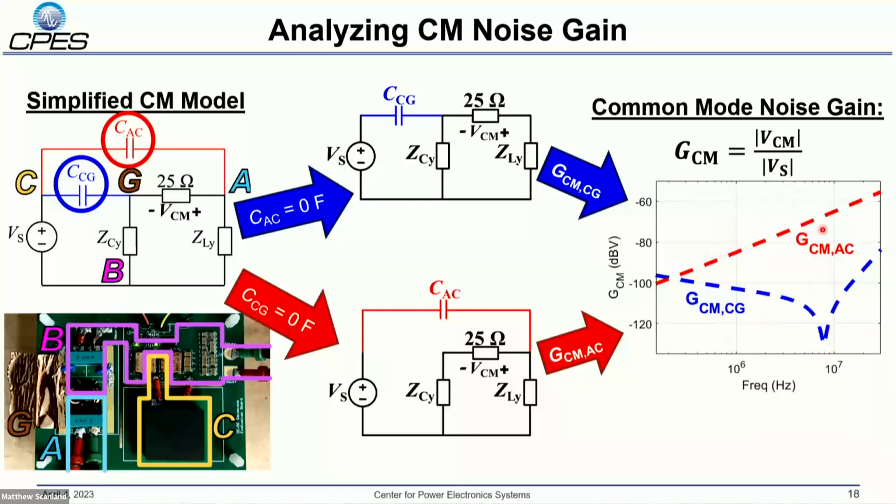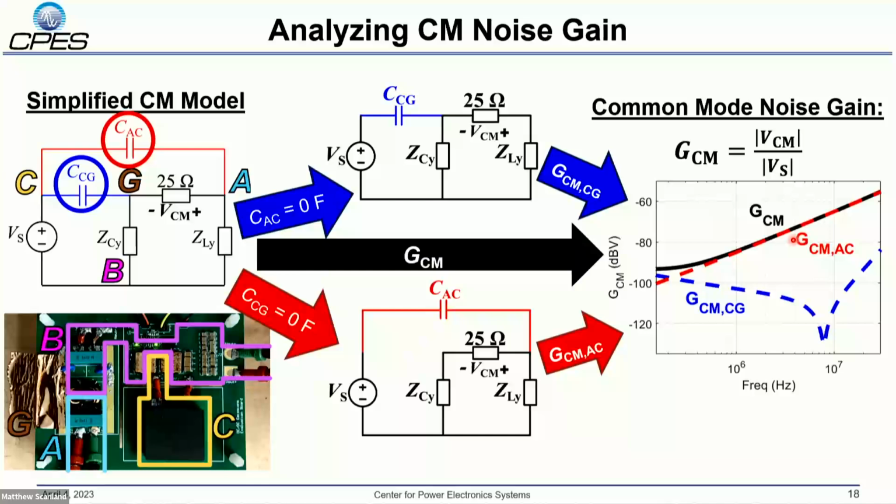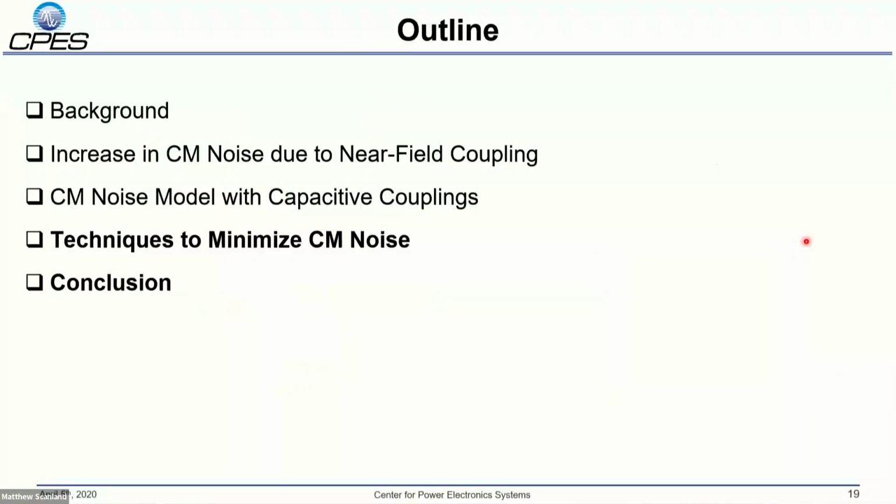And here you see that this coupling path is actually much stronger in this converter with our measured values. Compared to our total noise gain, we see that this near-field coupling path is the dominant common mode noise path in this converter. So to minimize the noise, clearly we should try to minimize this coupling.